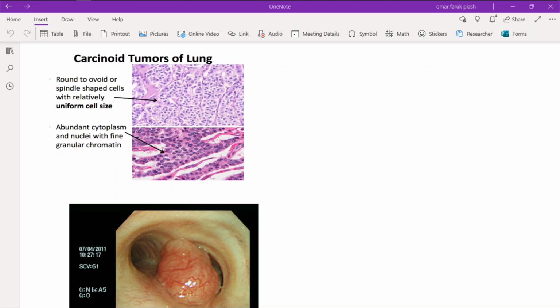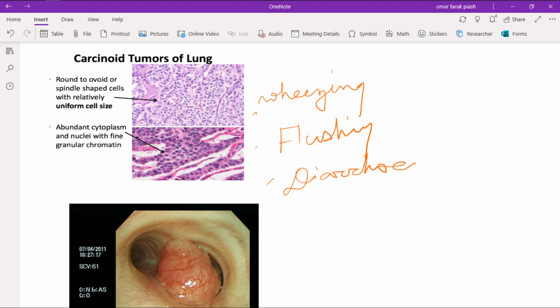In carcinoid tumor, the features are wheezing, flushing, diarrhea. In another video, I have discussed the carcinoid syndrome, but in here there is carcinoid tumor of the lung, that is wheezing, flushing and diarrhea. This is the feature.